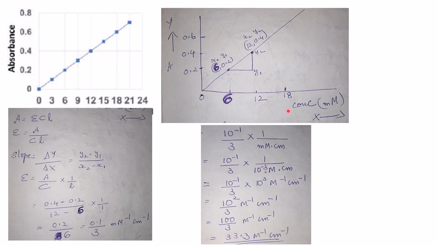Okay. Now you substitute it. So y2 minus y1, that is 0.4 minus 0.2, and 12 minus 6. Those you are substituting here, and L, you know, is 1 centimeter. But don't forget the unit of centimeter. It has to be there. It doesn't cancel out. So here you will get 0.1 by 3 into millimoles. Here concentration is in millimoles. So millimole per centimeter. Absorbance doesn't have any unit.